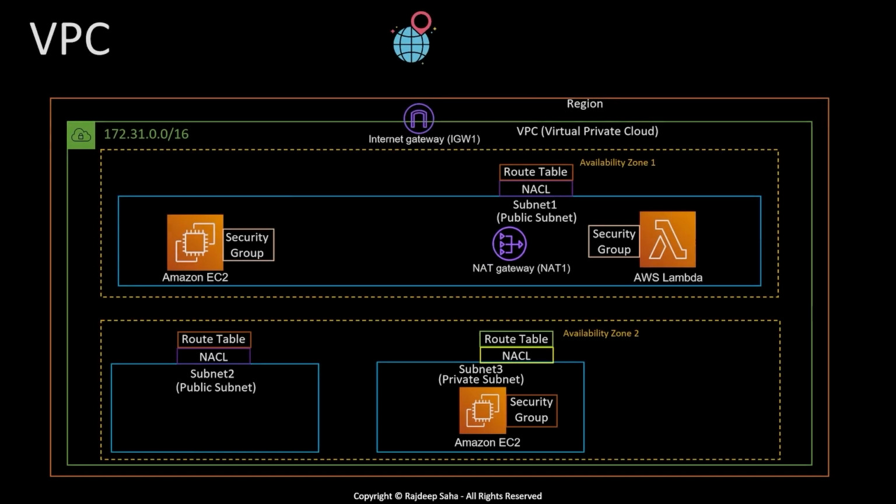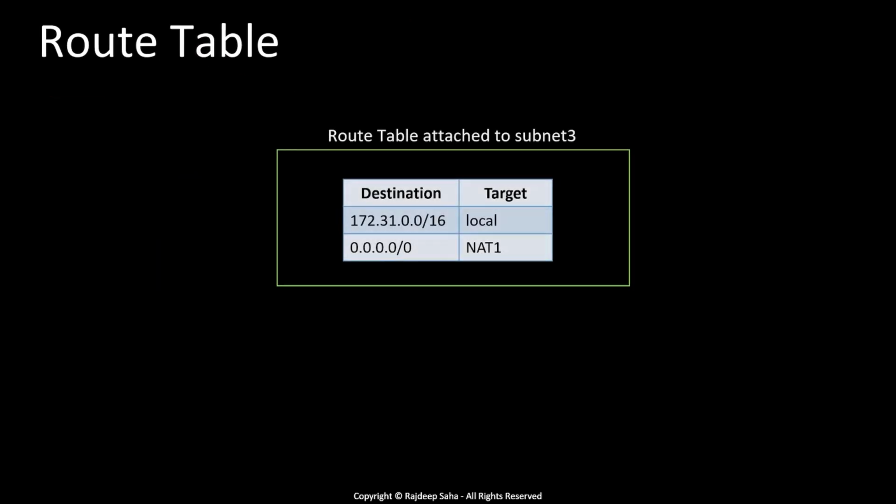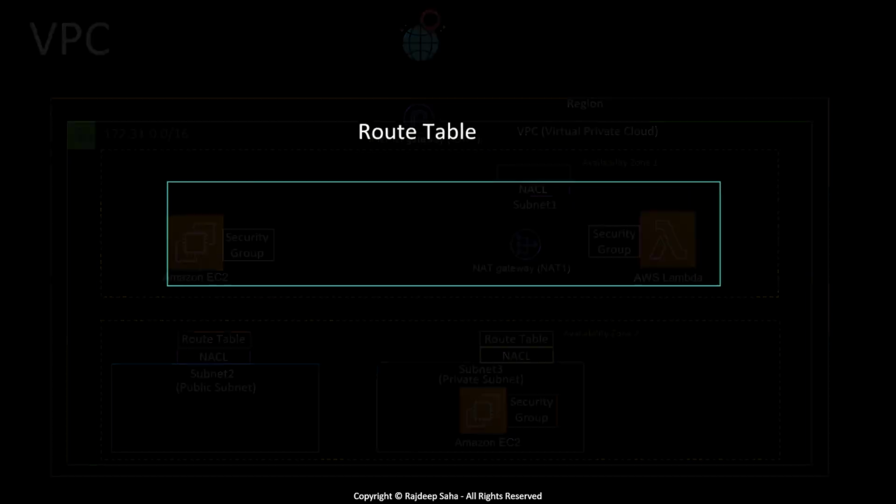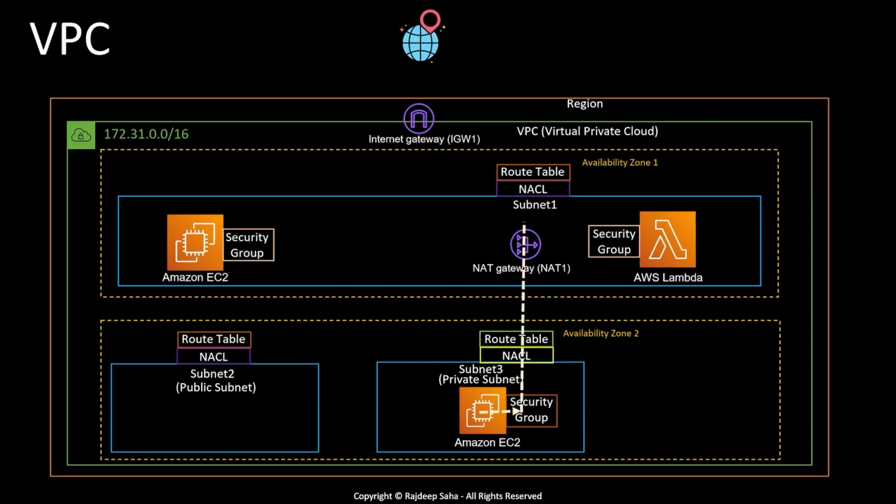All right, let's go back into the traffic flow. NAT Gateway will have an ID as well. Let's say NAT1. And in the route table of subnet 3, you will say any traffic that is going to the internet, designated by 0.0.0.0/0, will be directed to the NAT Gateway, NAT1. So what does the traffic flow look like? Amazon EC2 goes through security group, NACL, route table to NAT Gateway. Now we have to have a path defined in the route table of subnet 1, which will allow the traffic from NAT Gateway to Internet Gateway.